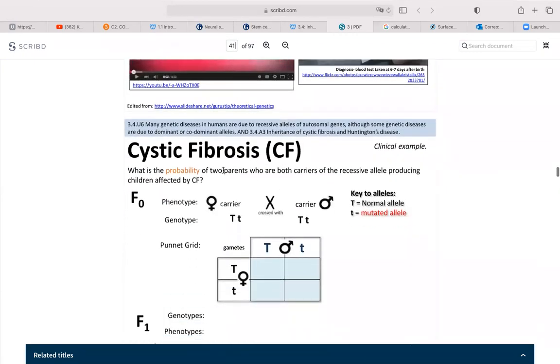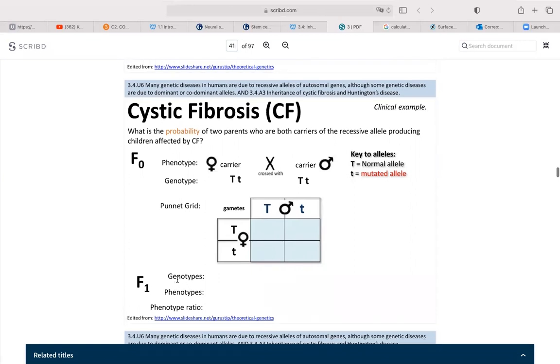What is the probability of two parents who are both carriers of the recessive allele producing children affected by cystic fibrosis? Do you remember that last class we used Punnett grids to identify the phenotypes and genotypes in some cases? So it's the same in here, okay? We have the mother, the father, the cross between them. Here is the genotype: T is the normal allele, and t is the mutated allele, the one that causes cystic fibrosis. If they cross, what is the probability of having offspring with this disease? What is the percentage? So you have to write the Punnett grid and then identify the genotypes and phenotypes. Remember that this is F1, okay?